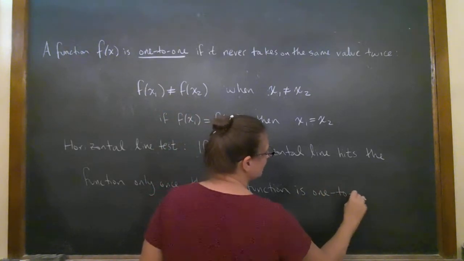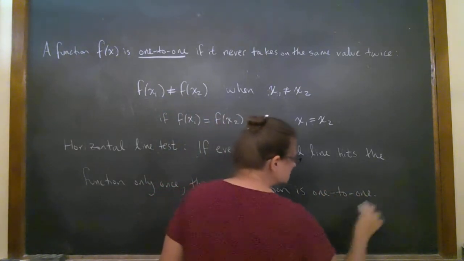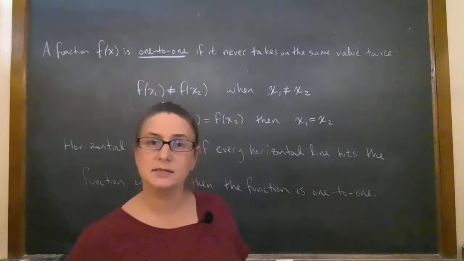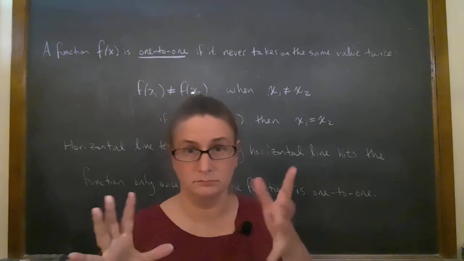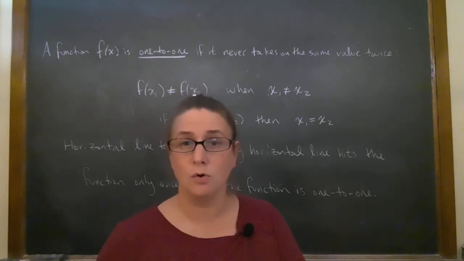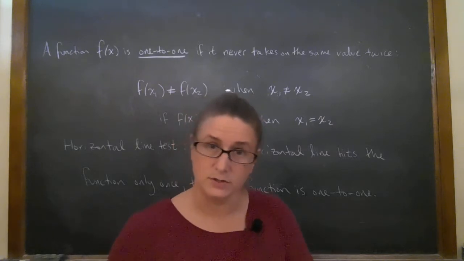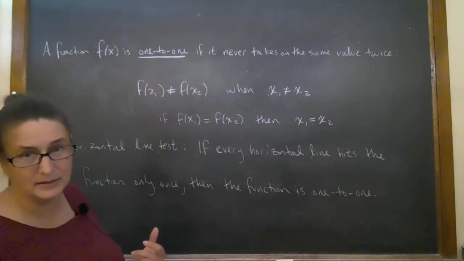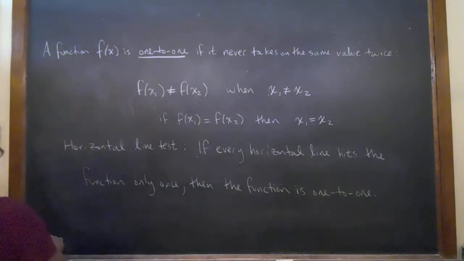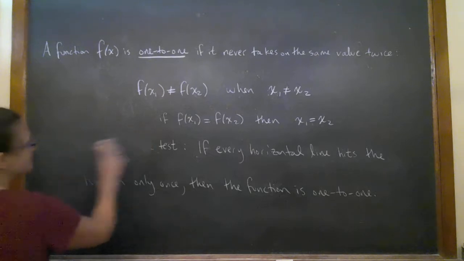So this is a very easy visual test. It's kind of nice. The vertical line test tells you whether your graph is a function. Your horizontal line test can then tell you if that graph is a one-to-one function. And in fact, you'll see a little bit later why these are so nicely related. All right, so that's one-to-one.